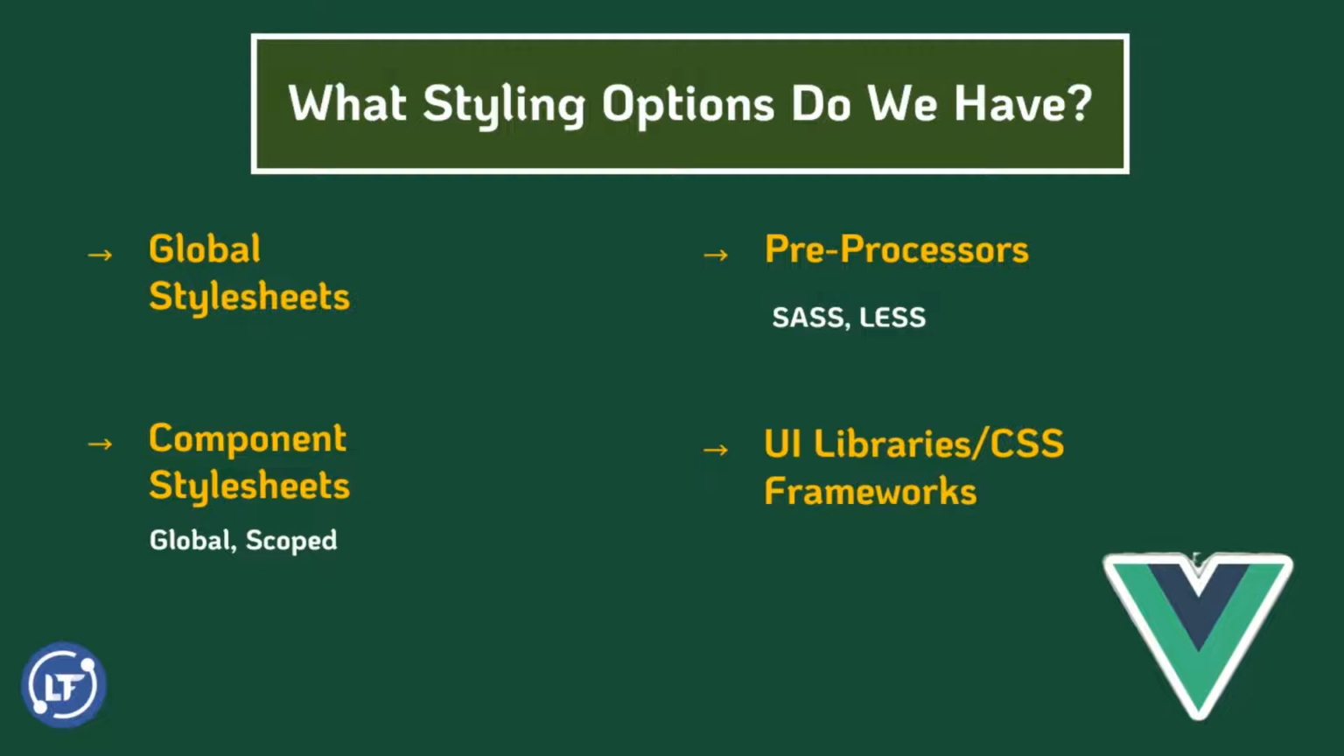And the fourth option you have is making use of UI libraries or CSS frameworks. There are tons of them you could decide to use. We have Ant Design Vue, Bulma, Chakra UI, Bootstrap Vue, and the one we're going to be making use of, which is Tailwind CSS. So without any further ado, let's look at some of these styling options we have.